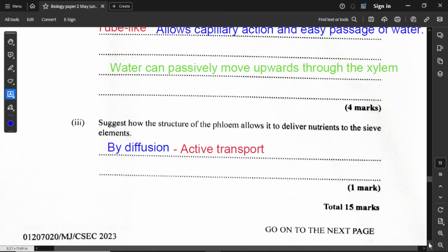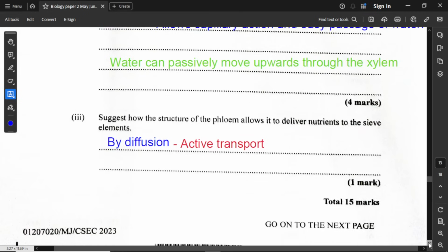Now for part 3, it said suggest how the structure of the phloem allows it to deliver nutrients to sieve elements. And this is one simple process called diffusion. However, based on the concentration of substances, it is actually active transport because the substances will go against a concentration gradient. So you put diffusion and put active transport, then you get the answer. Or you can just put active transport, that is also fine. But the major process is diffusion by active transport.